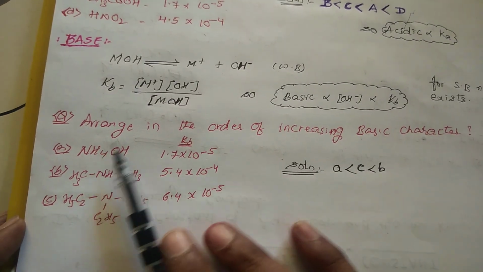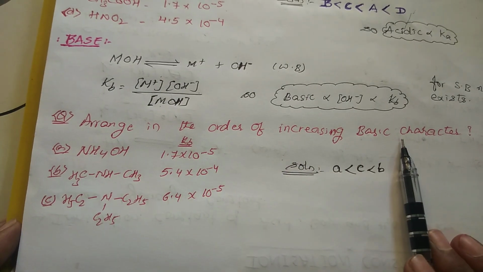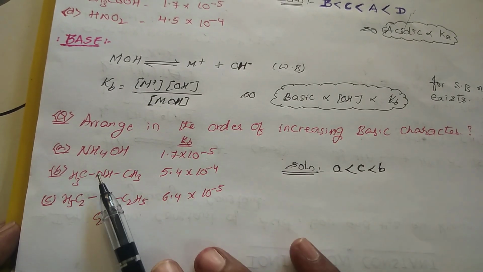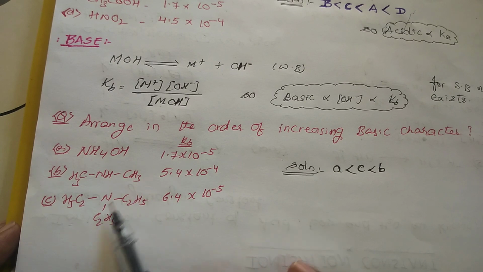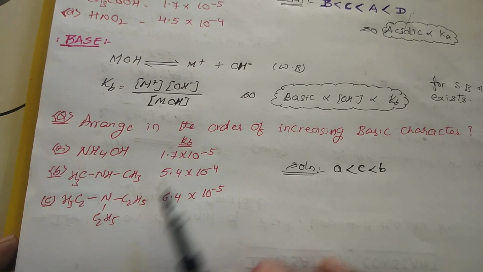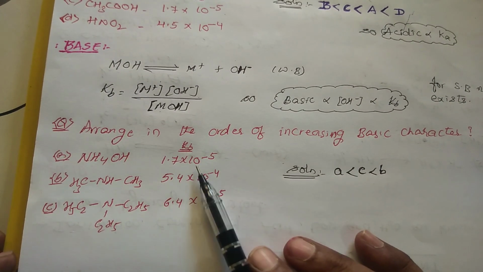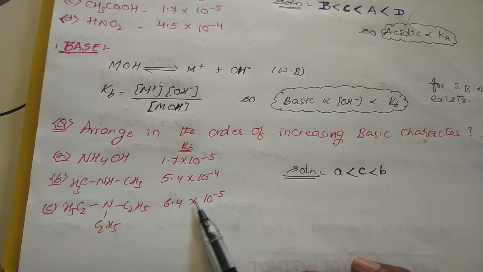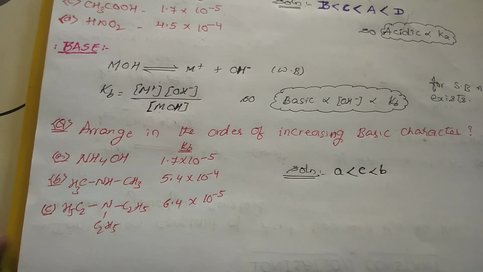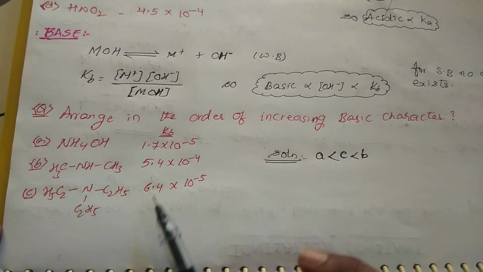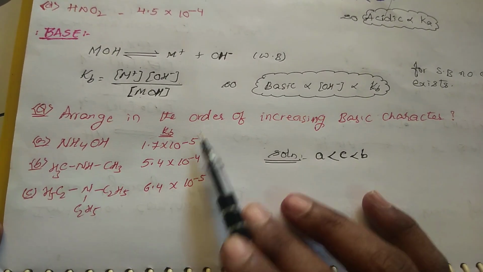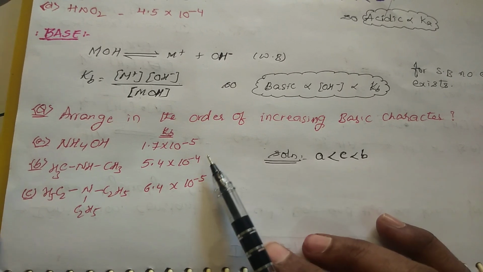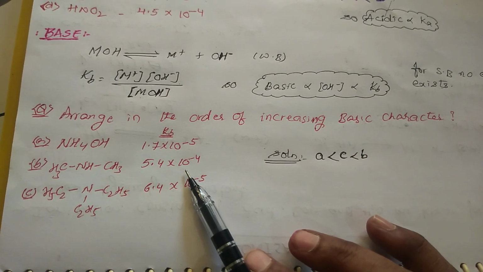Let us take a question. Arrange in the increasing order of basic nature: NH4OH, NH(CH3)2, NH(C2H5)3. So the values are like this: 1.7 into 10 power minus 5, 5.4 into 10 power minus 4, 6.4 into 10 power minus 5. Right? Now if you take the order, among these, which is having more Kb value: 10 power minus 5, 10 power minus 4.